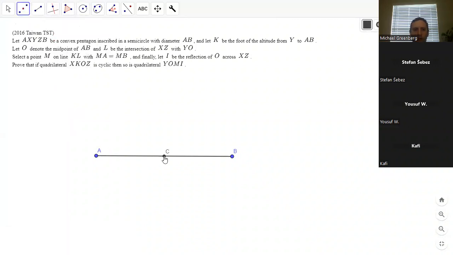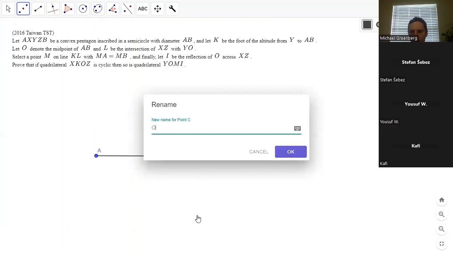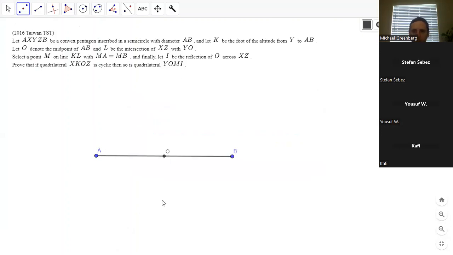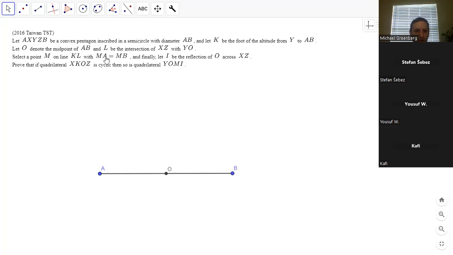So yeah, Yusuf, I think you sent me this, right? 2016, Taiwan. Yeah, this one, I've sent you this one. And I think this one was proposed by Ivan Chen, I think. Yeah, I think he created it. So hopefully it'll be a little harder.